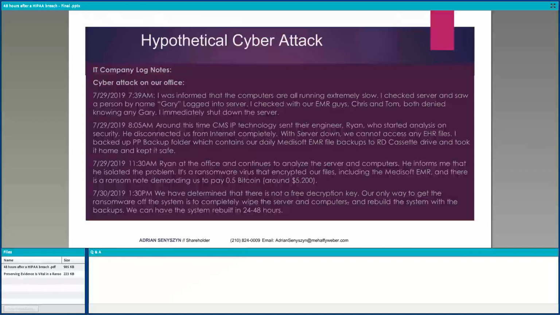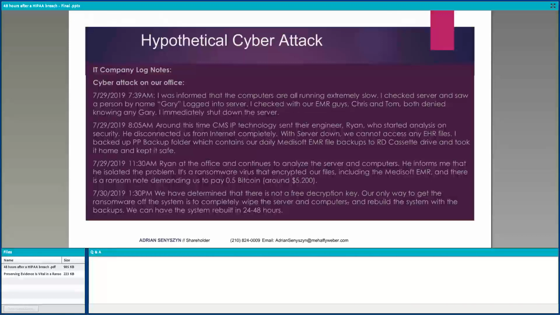And the note goes by saying, I was informed that the computers are running extremely slow. I checked the server and saw a person by the name of Gary logged into the server. I checked with our EMR guys, Chris and Tom, both denied knowing Gary. I immediately shut down the server. So this is the IT person writing this after they've been contacted.